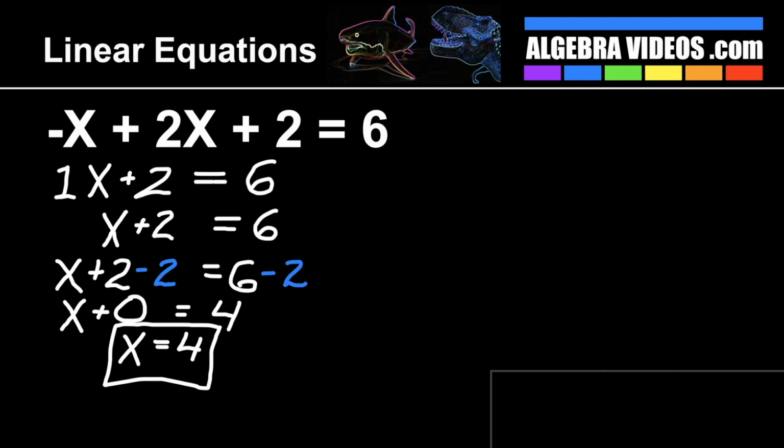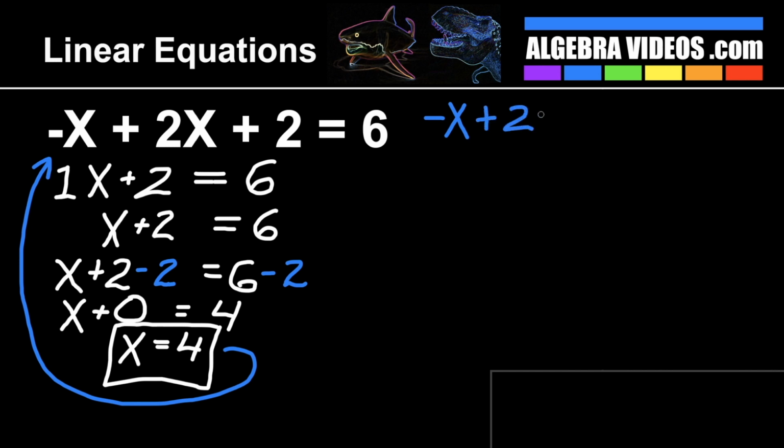I just want to show you, though, you can check your work. You might wonder, hey, is this 4 the right answer? I sure hope it is. So just to check your work, there's an optional step, and that is to plug this 4 back in anywhere you see an x. And I'm going to do that just to show you how. So I'm going to rewrite the original problem, negative x plus 2x plus 2 equals 6. So I've just rewritten the original problem.